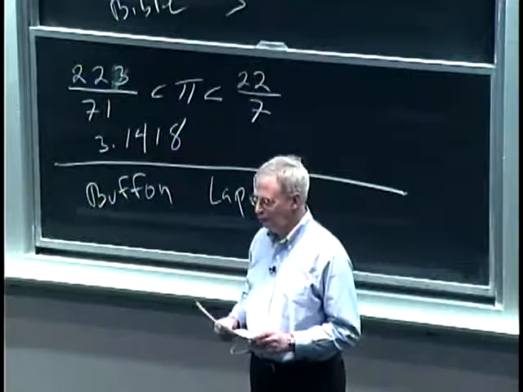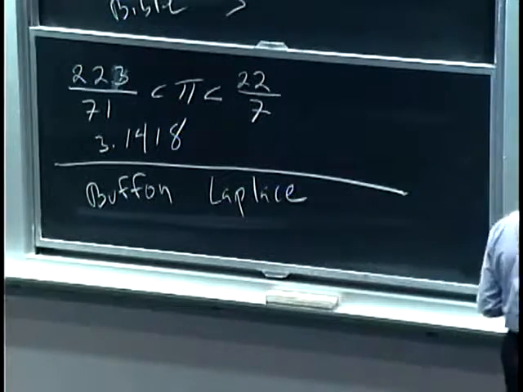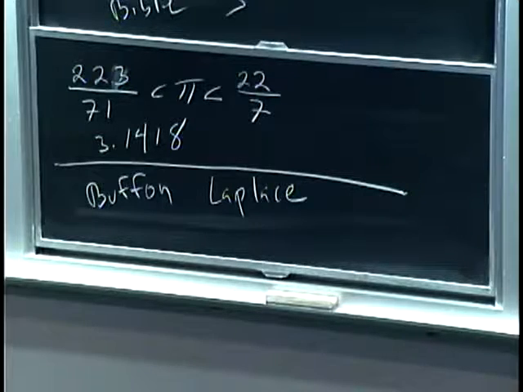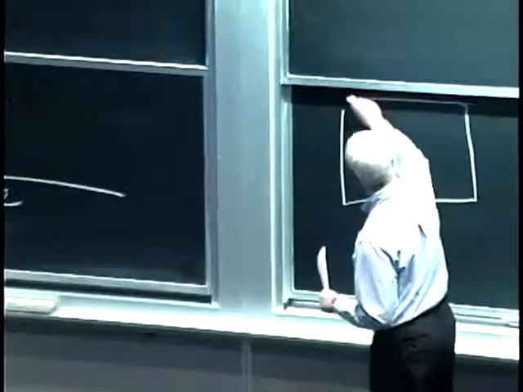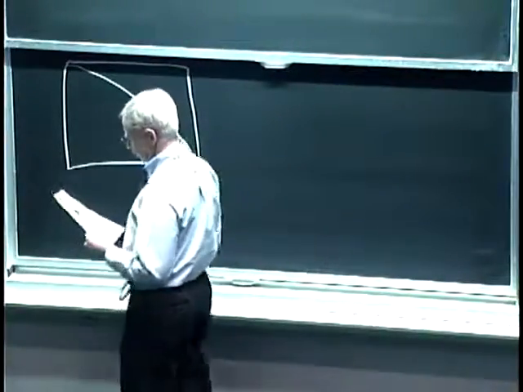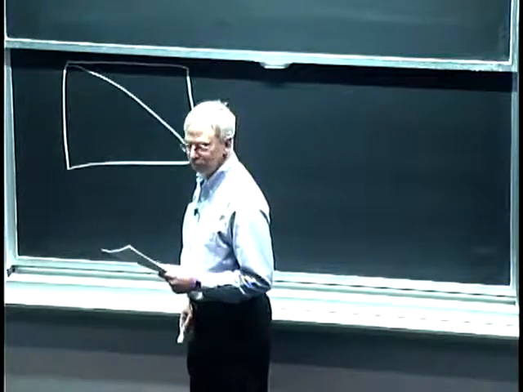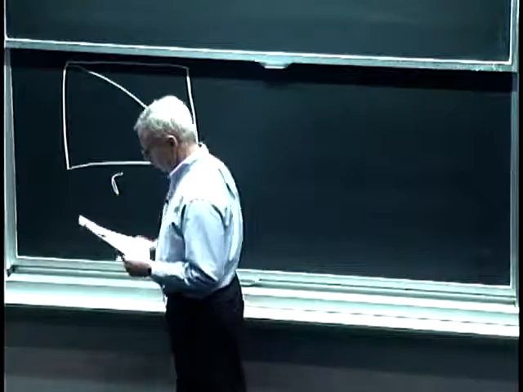So I'm going to show you basically the way that he proposed to do it. The basic idea was you take a square, assume that's a square, and you inscribe in it a quarter of a circle. So here you have the radius of the square, r.